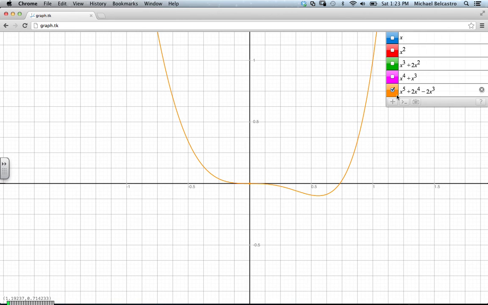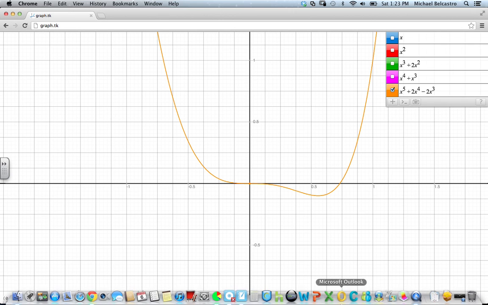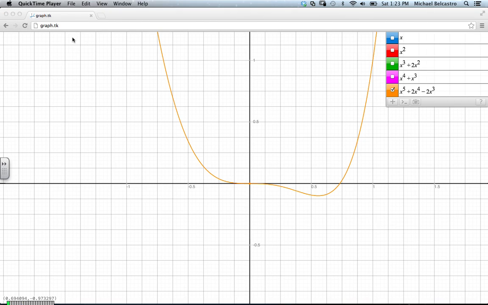Okay. So essentially the idea is that for every variable exponent we add, the graph in general just changes direction another time. Okay. So that's what we've got to get used to looking at.